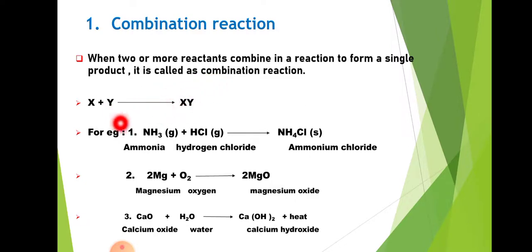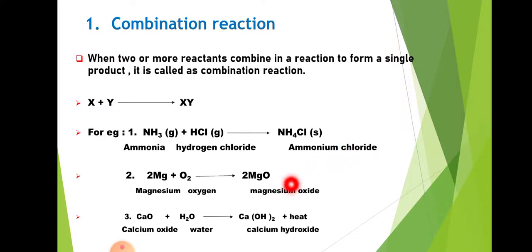For example, here you can see X and Y. These are the 2 reactants. This is the reactant side and this is the product side. These 2 reactants combine to form one product. Only one product you will get here. Let's take this example: hydrogen chloride and ammonia combine with each other, and they form only one product, that is ammonium chloride.